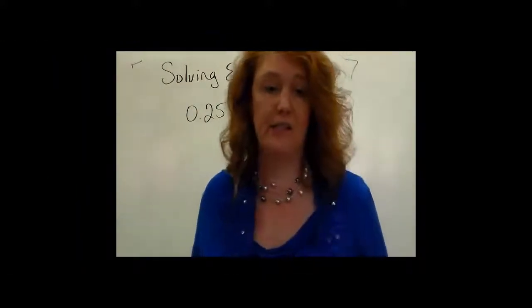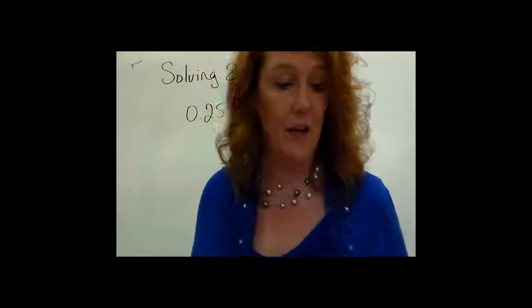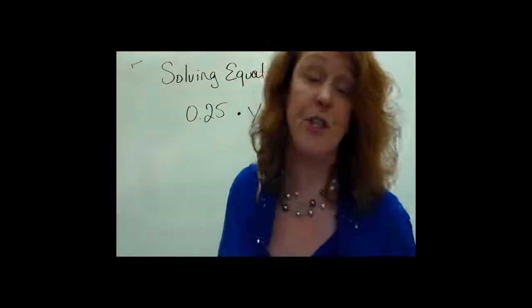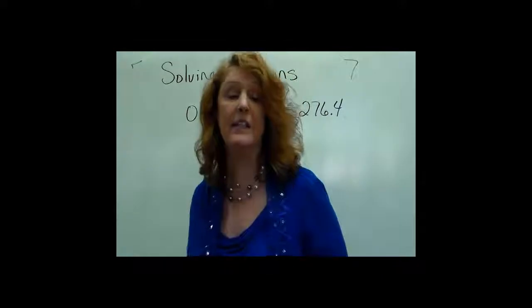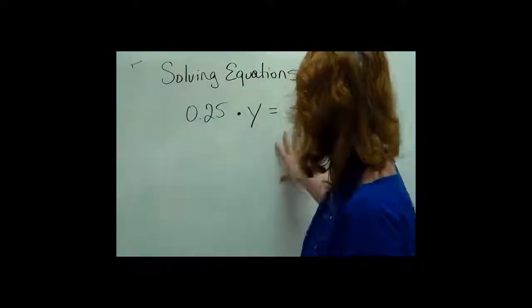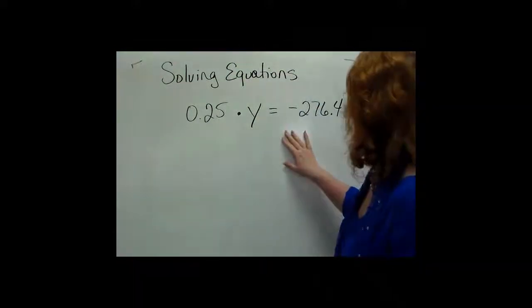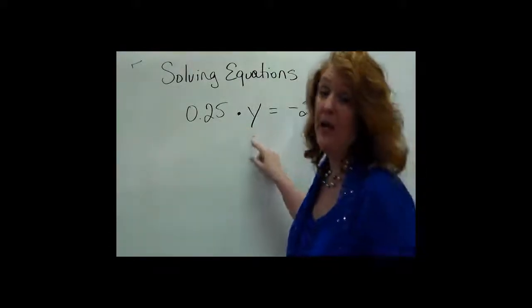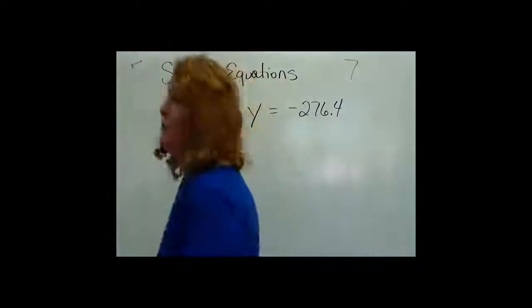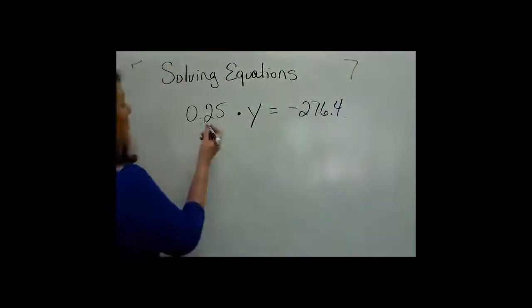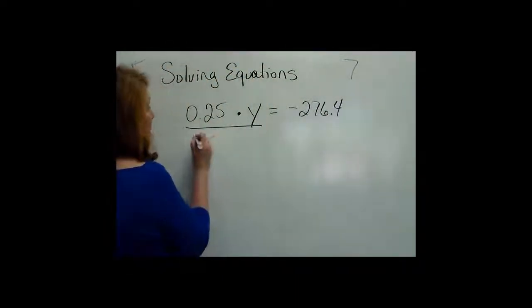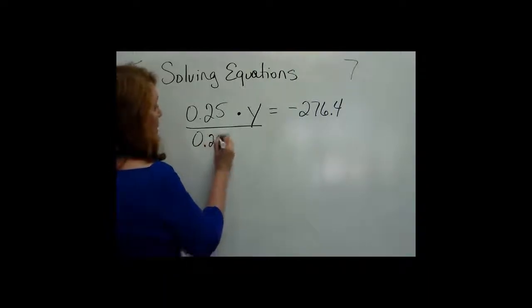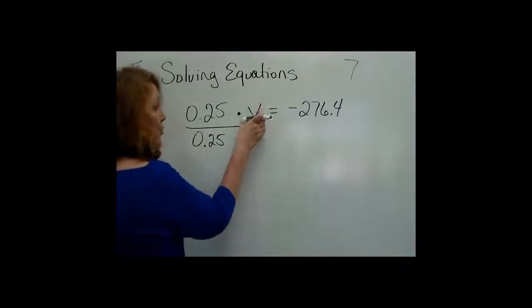Our next section, and here I'm on section B, which starts on page 286, is solving equations. And so here we've got decimals that we're multiplying to our variable. And anytime we've got decimals multiplied to our variable, we are going to divide both sides by the number connected to our variable, because we want this by itself.